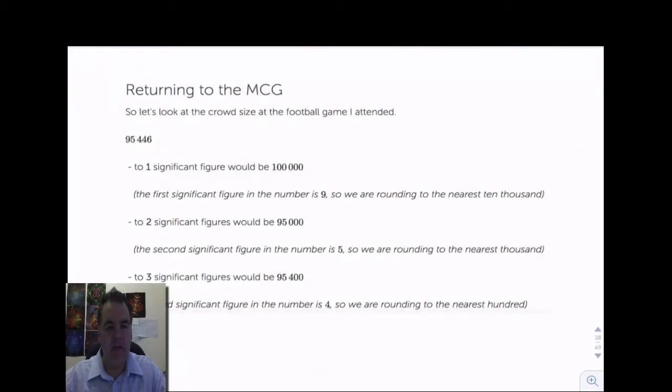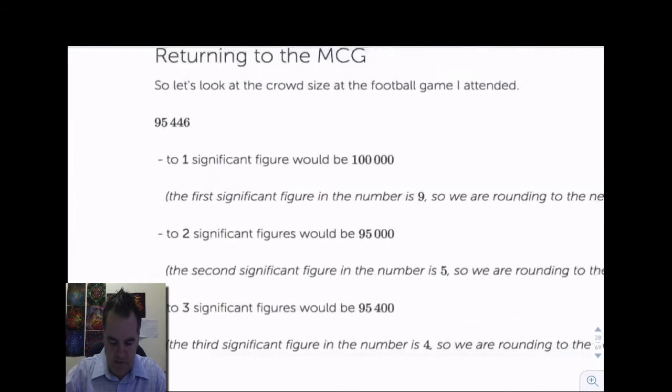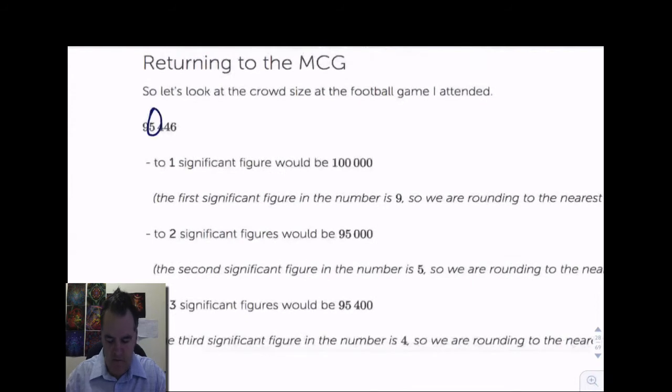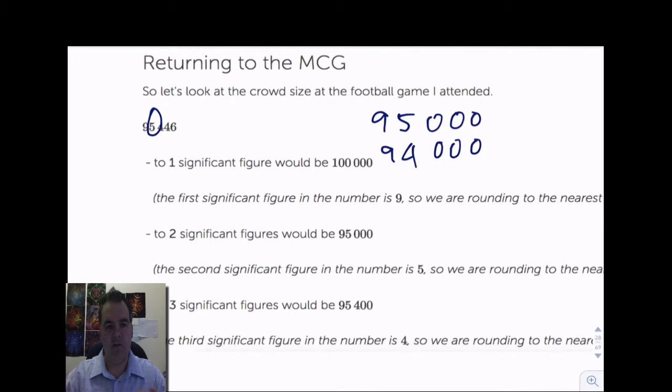So let's look at this number now, 95,446. To one significant figure, it's closest to 100,000. In this case we're wanting to know, is it closer to 90,000 or 100,000? Here it's closer to 100,000. For two significant figures, now we're looking at the second place here, the 5. Is it going to be 95,000 or 94,000? Those are the numbers that have two significant figures either side of this number. We've just got to work out which one it's closer to.